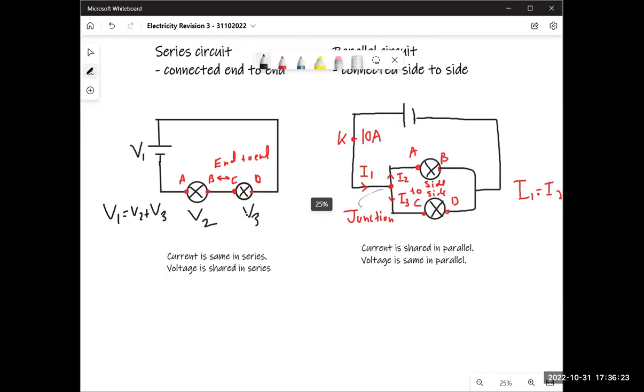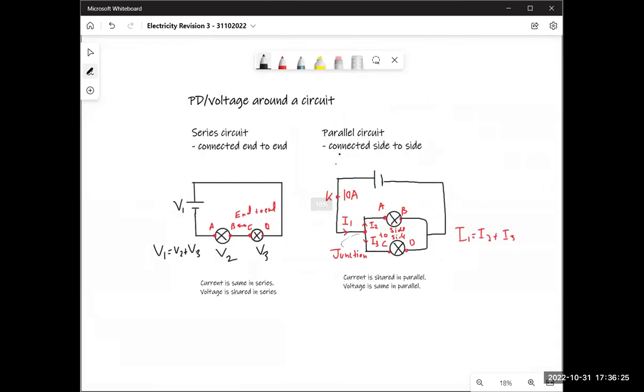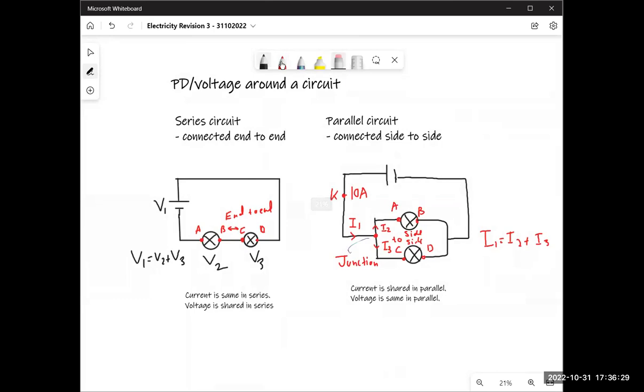Write this, tell me when you're done. So Maya, what are you writing right now? I'm writing I1 equals to I2. This is the total voltage. And this is the total current. We're done, sir. Diana, have you finished writing? Yes.